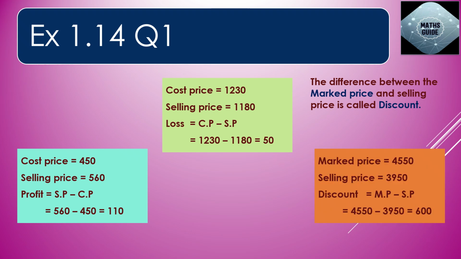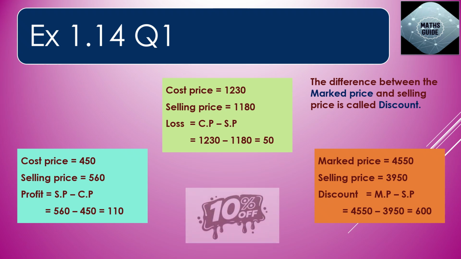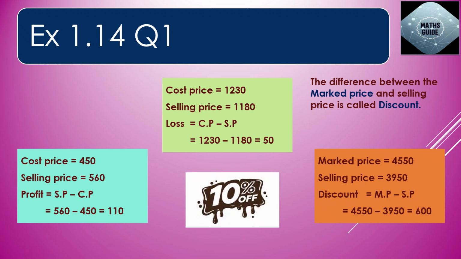For example, the marked price is 4,550 and the selling price is 3,950. It means a customer has been given a discount. The actual price of the item is 4,550, but it has been sold at 3,950. It's not a loss. Here again the seller gains some profit, but a little amount, because he offers a discount. So discount is marked price minus selling price. So the discount offered is 600. I hope you understand these three concepts.